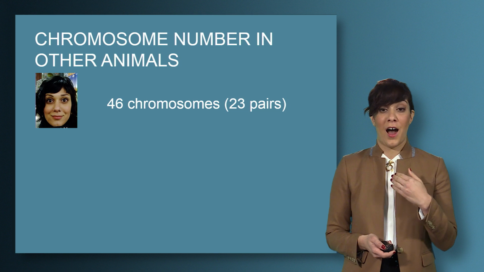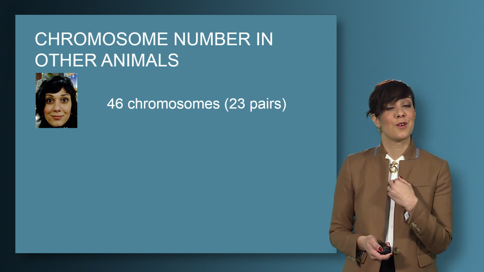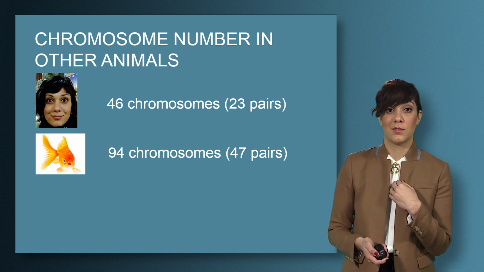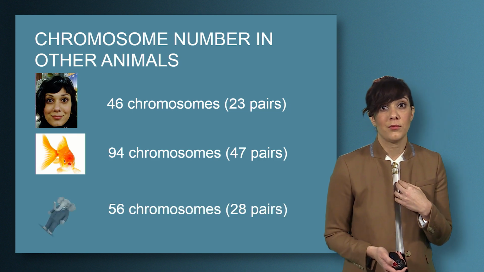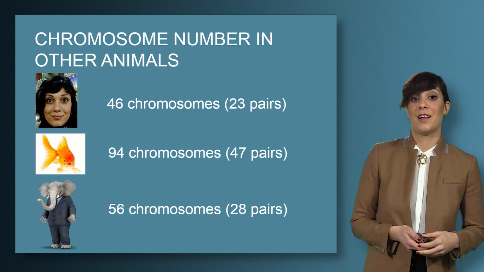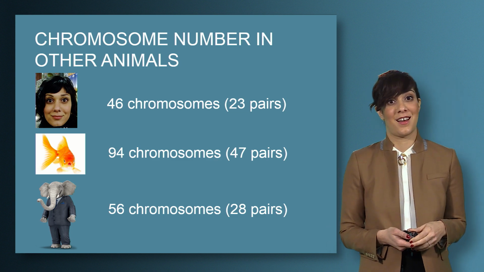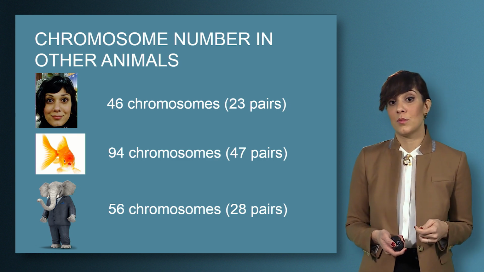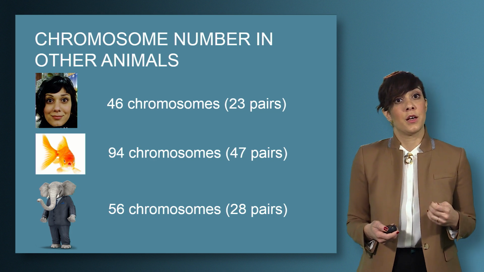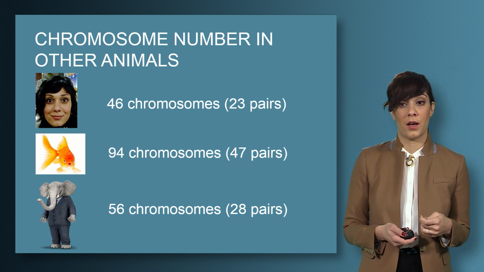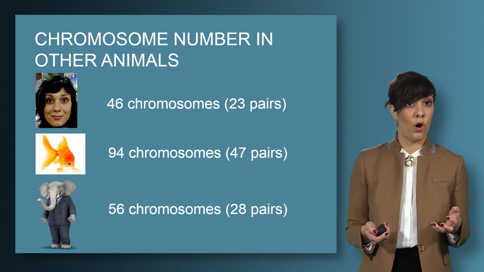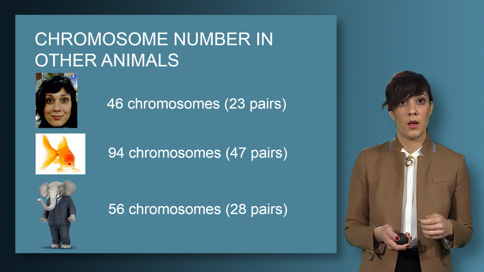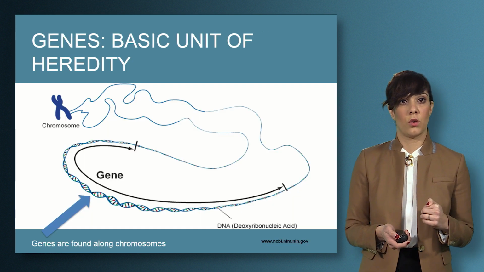So to reiterate, I am a human, and I have 46 chromosomes with 23 pairs. My pet goldfish has 94 chromosomes, and that's 47 pairs. My pet elephant, for example, has 56 chromosomes, or 28 pairs of chromosomes. And to be clear, the number of chromosomes doesn't impart a certain degree of sophistication in terms of the animal type, I hope. So it has no bearing on that, and it's very different between different animals. All humans have 46 chromosomes in total.